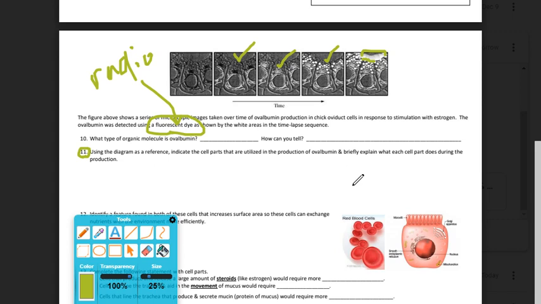You can go in and answer more of it. Let's just list the cell parts, okay? So I covered things like the nucleus is involved in protein production. Attached ribosomes. Rough ER. Vesicles. Cytoskeleton, because the vesicles have to be walked along the cytoskeleton. Golgi. Plasma membrane. Okay, so we just covered a lot of cell parts there really quickly.